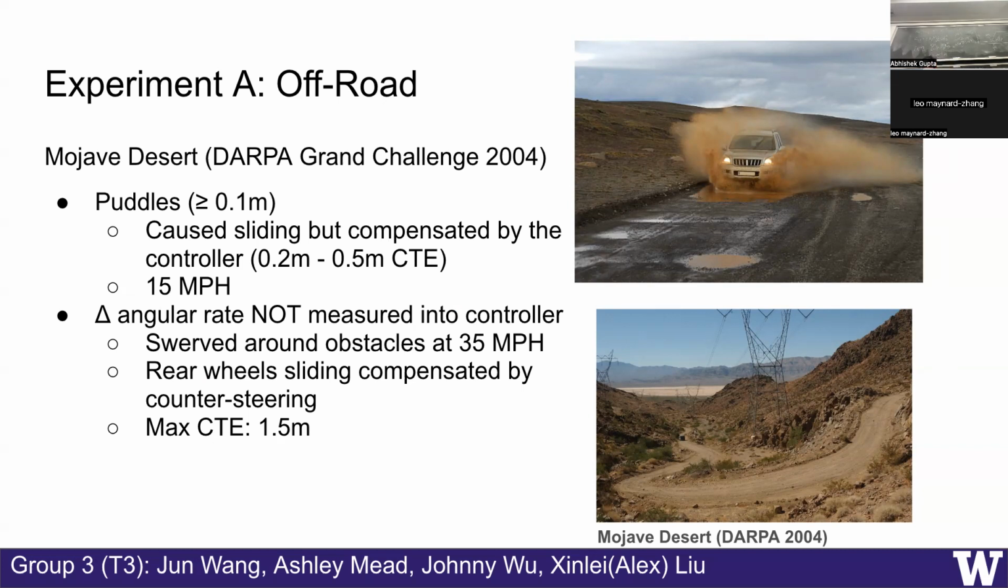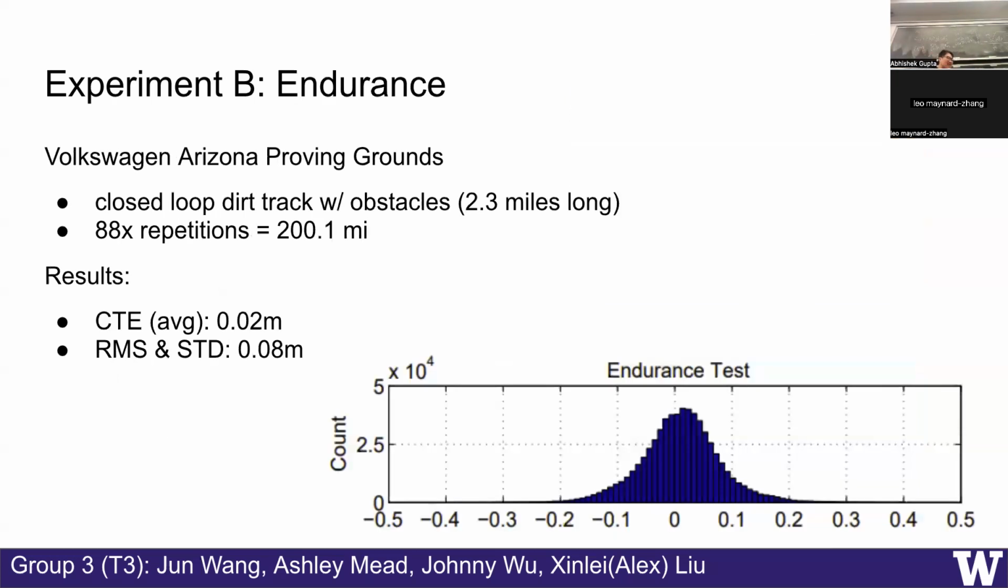Also, a limitation that Alex will mention later is that the angular rate is not measured by the controller. But despite that, this model is able to swerve around obstacles at 35 miles per hour while counter-steering with a maximum CTE of 1.5. Oh, sorry, wrong one. Next up is the second experiment, endurance.